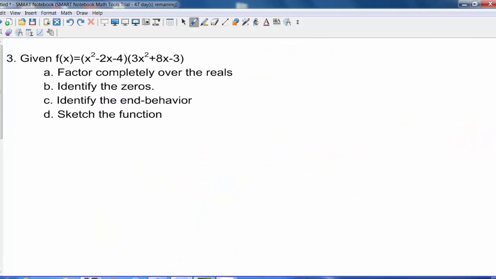Okay. All right, let's try one more, and then we'll call it quits for the night. So given this function f of x is equal to this, factor completely over the reals, identify the zeros, identify the end behavior, and sketch the function. So go ahead and pause and get that copied down, and then we'll get started.